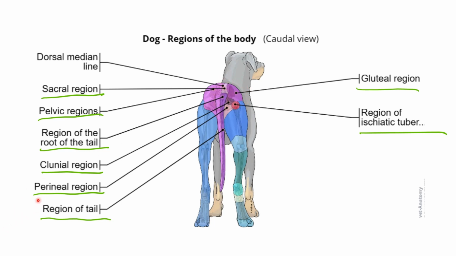Then we have the perineal region. You can think of it as a region of the sides of the tail. Then the region of the tail and the region of the ischiadic tuber. You can see it better from this perspective. You can actually feel this region as well, because you can see the bone going here, right? And then if you would go to the front, there would be the hips, and then we have the ischiadic bone right here, which goes to both sides here.